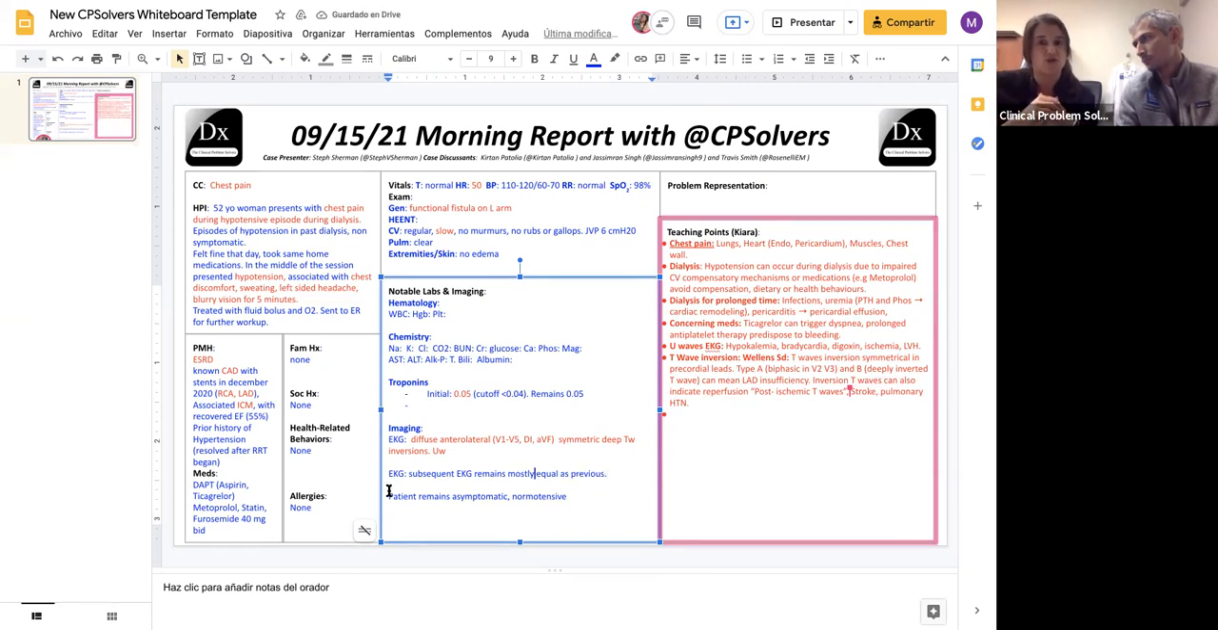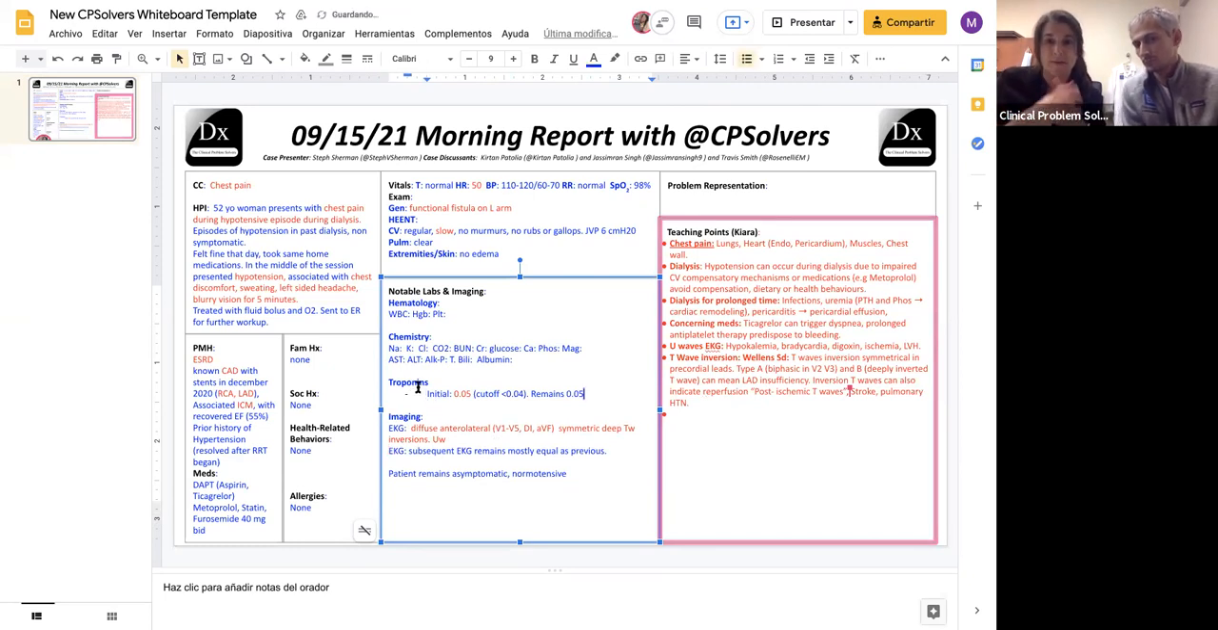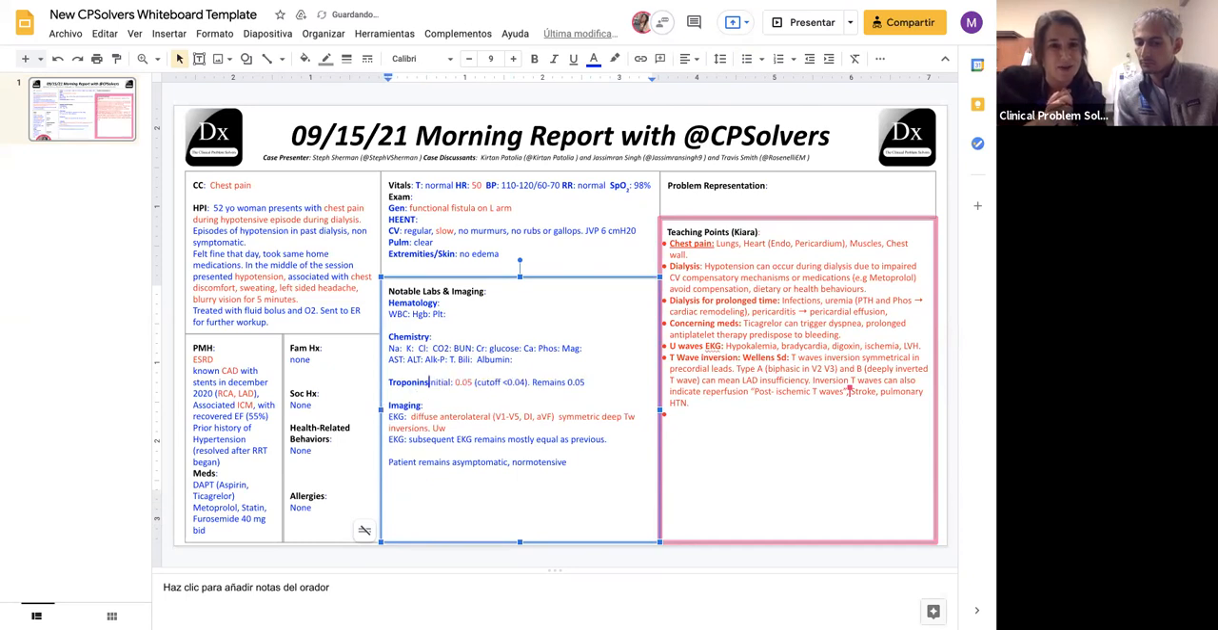And to use Travis's words, she sort of underwent a stress test with hypotension and dialysis, and I'm a bit worried about whether something has happened in her coronary anatomy since December of last year. I will update you guys though, and otherwise turn it over to Kiara to highlight some of the teaching points. Thank you.